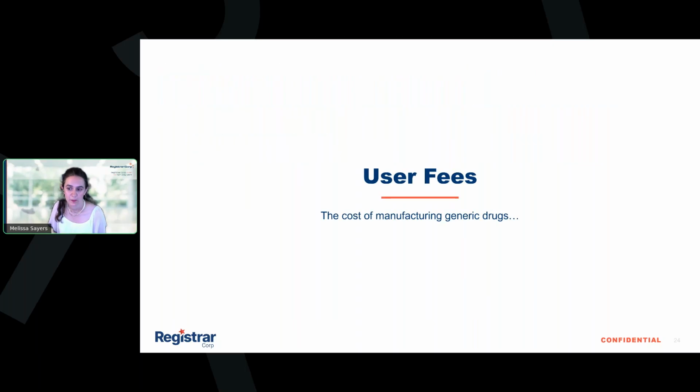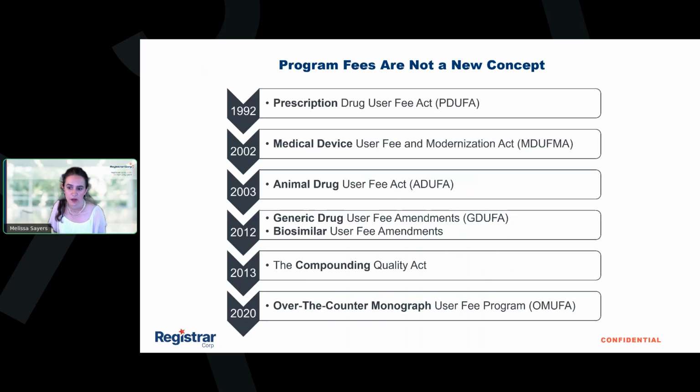Next, we're going to dive deeper into the cost of manufacturing generic drugs. GDUFA has user fees that are due upon submission and some that are due on an annual basis. Program fees are not a new concept for products that are regulated by FDA.